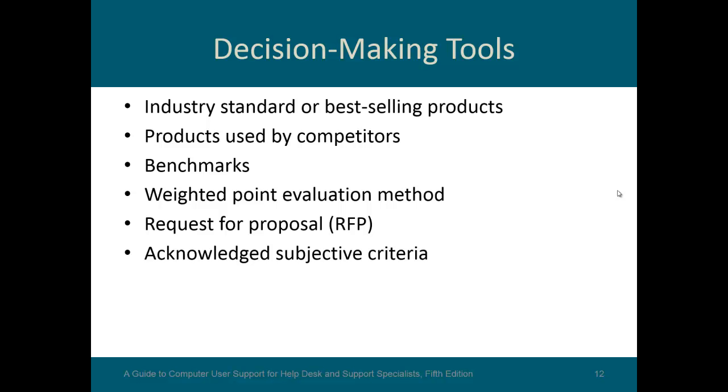And then, what products are my competitors using? And then they talk about benchmarks. We're going to talk about more of that in a second. And then weighted point evaluation. Weighted point evaluation is what we do at Stark State when we do our grading. Exams are worth 40% of your grade, so they have a weight of 40. Quizzes maybe have a weight of 30, and then we have another 30 for labs.